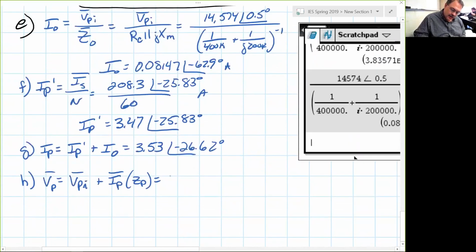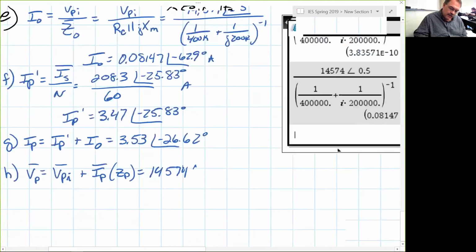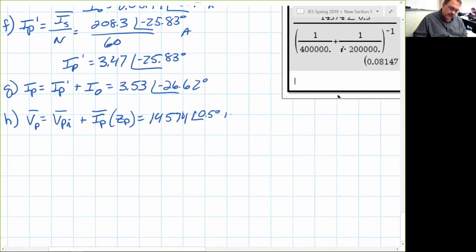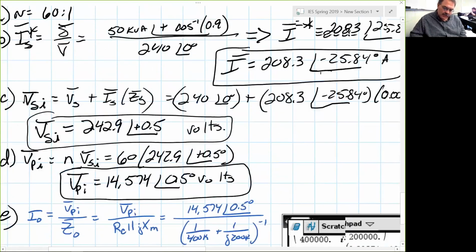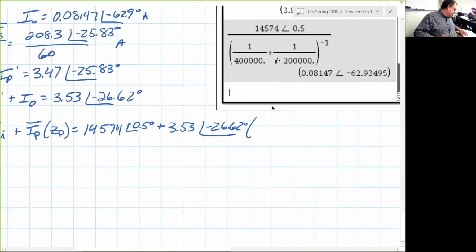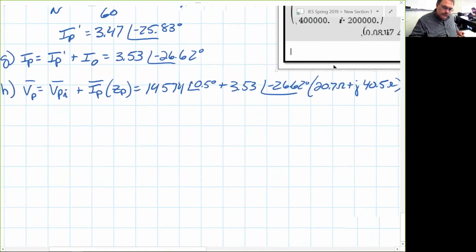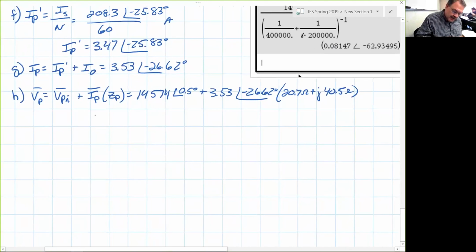V primary prime was 14,574 at an angle of 0.5 degrees plus 3.53 at an angle of negative 26.62 degrees times, and I'm going to get it from the book, R primary was 20.7 ohms plus J X primary, 40.5 ohms. These currents are amps, right? Yes. Okay.